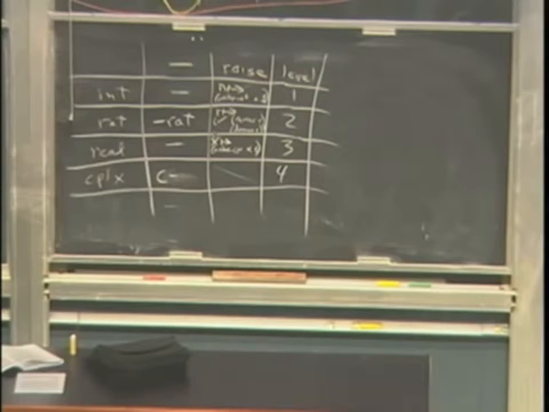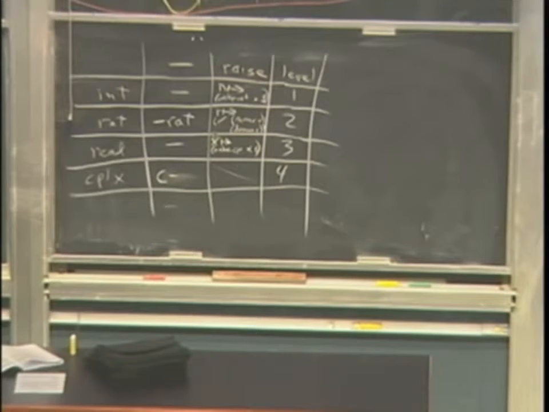The two types are now complex, complex. So their levels are 4, 4. They're the same. So now I can go ahead and look up how to subtract two complex numbers and apply that procedure to the two numbers.